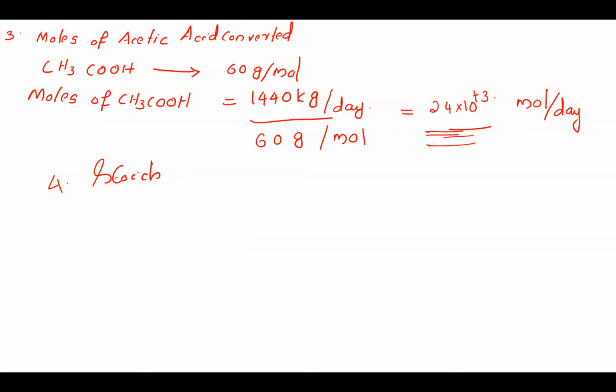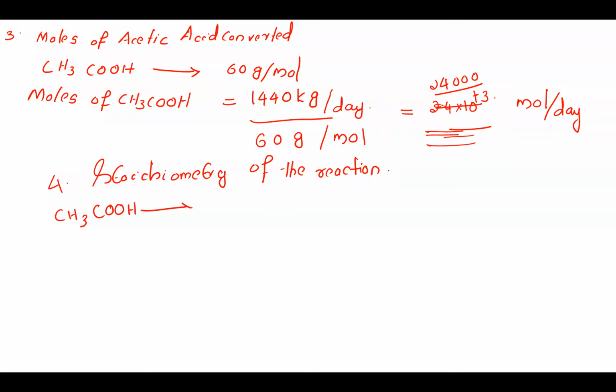So now, okay, I'm just writing 24,000. This is the answer. Okay. Now, the stoichiometry of the reaction. So when we first see the equation, CH3COOH equals methane plus CO2. So this is the equation.